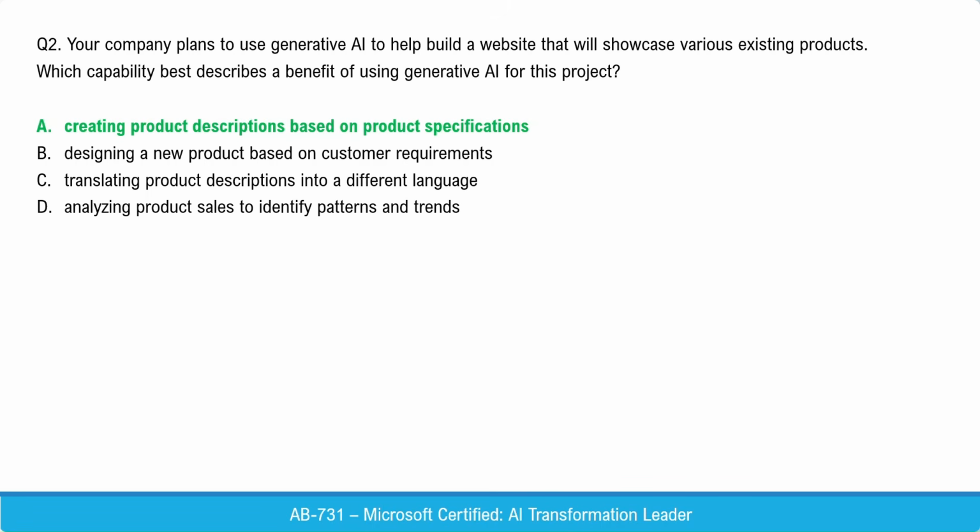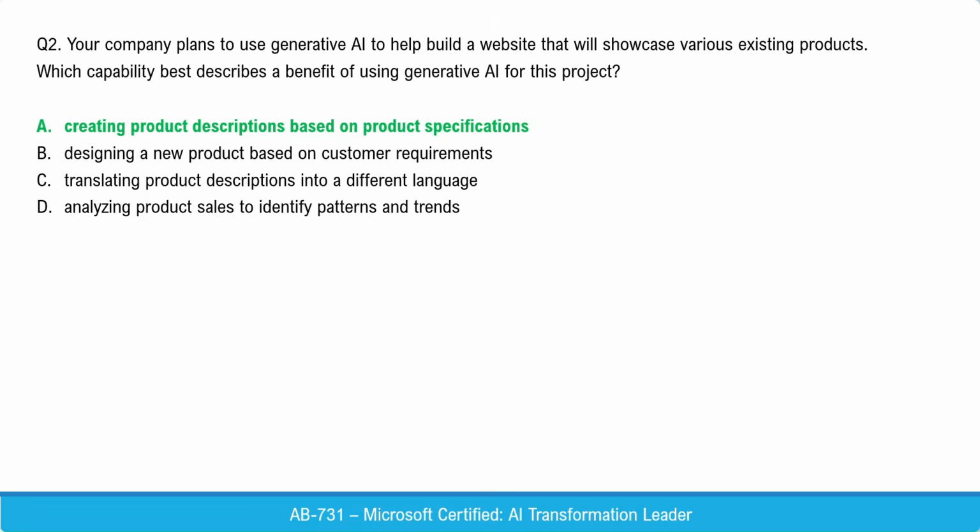Let's understand why. See, the goal is to build a website that showcases existing products. One of the biggest challenges in such projects is generating consistent, high-quality product descriptions. And this is exactly where Gen AI shines. Gen AI can take structured inputs like product specifications and automatically create clear, engaging descriptions. This saves time and ensures consistency across the website.